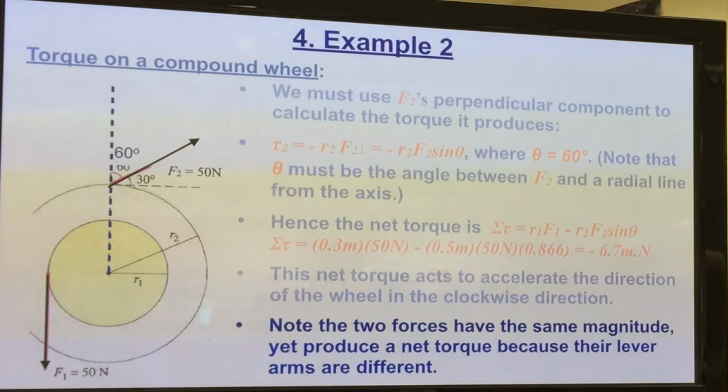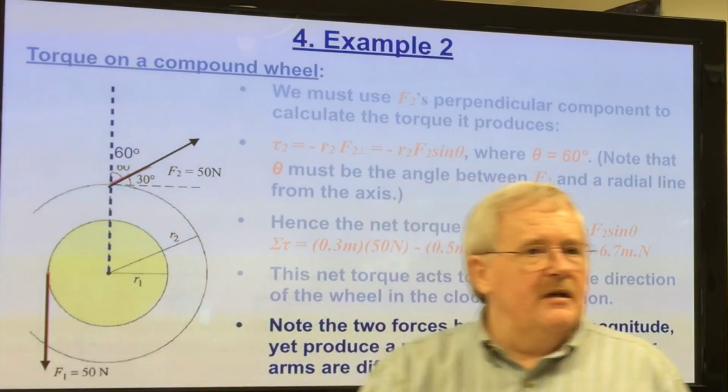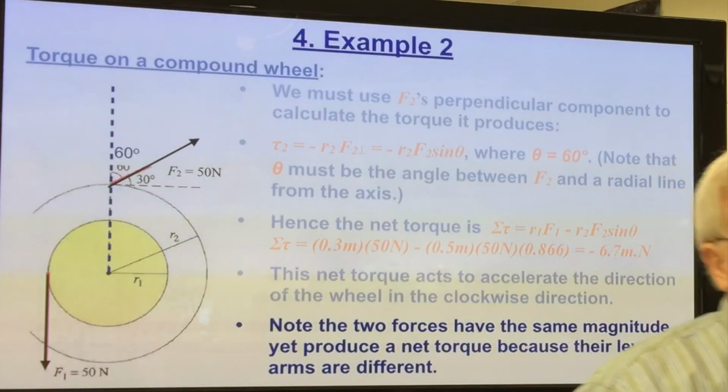The two forces have the same magnitude, yet produce a non-zero net torque because their lever arms are different. There was really no way of telling immediately which one was going to be acting. If this angle had changed so that this was at 30 degrees, it probably would have been slightly the other way.